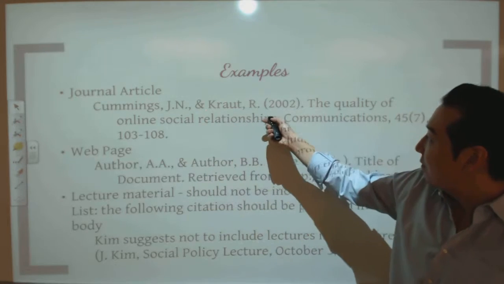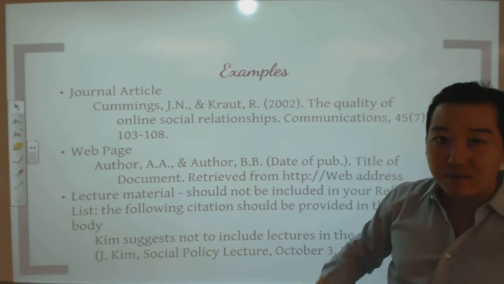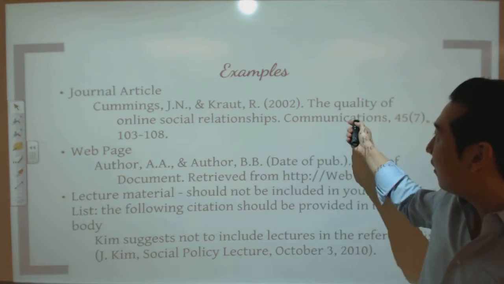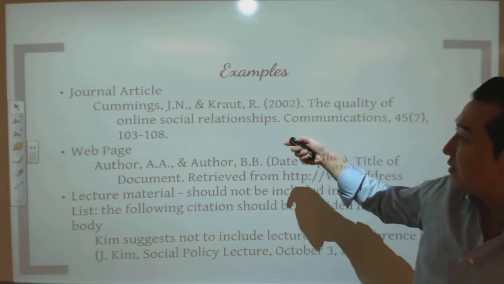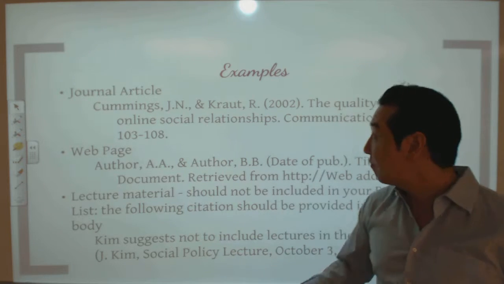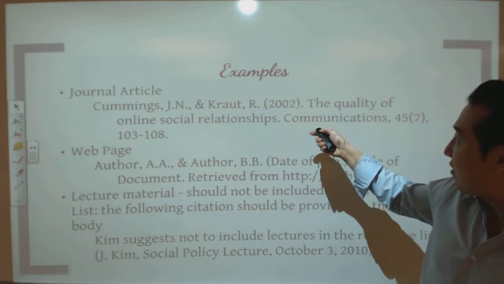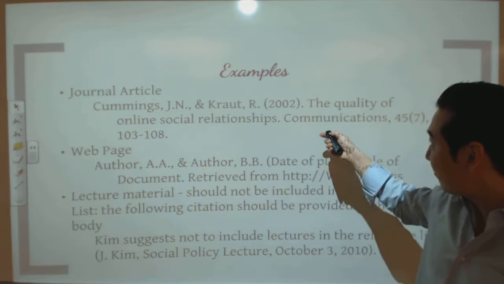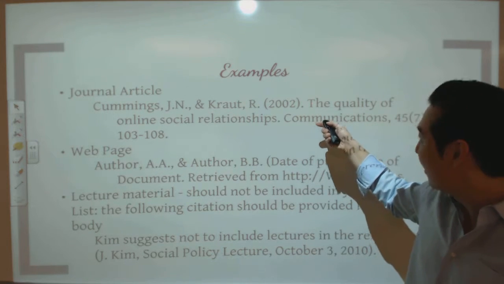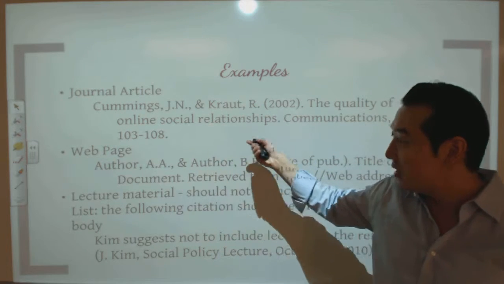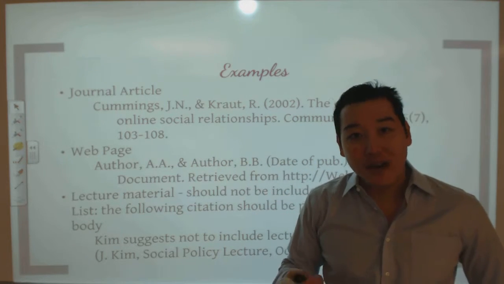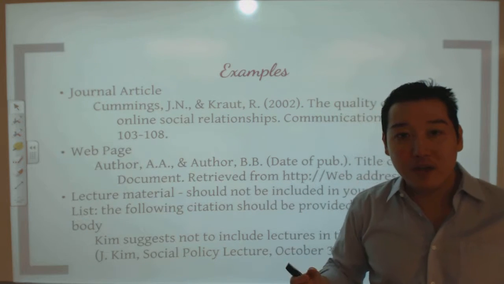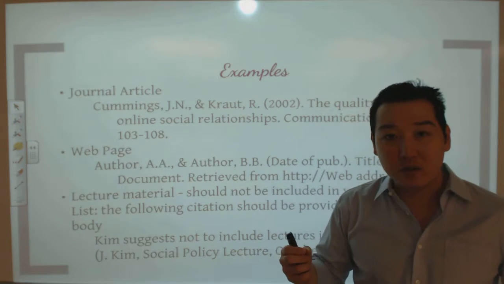So you have 2 authors, followed by the year of publication in parentheses. And then you have the title of the journal article itself. The quality of online social relationships is the title of that article. Notice that you have both uppercase and lowercase letters. Just the first letter of the first word gets capitalized. All other words in the title of the journal article are not capitalized, unless you have a colon, in which case the first letter of the first word after the colon is also capitalized.